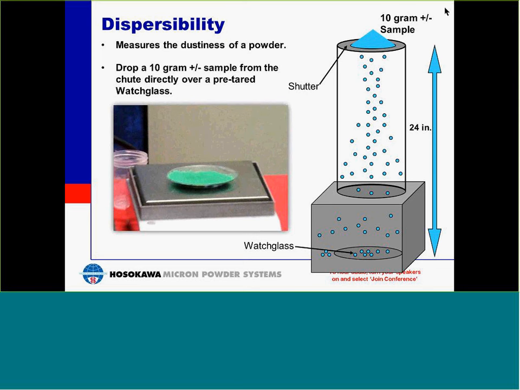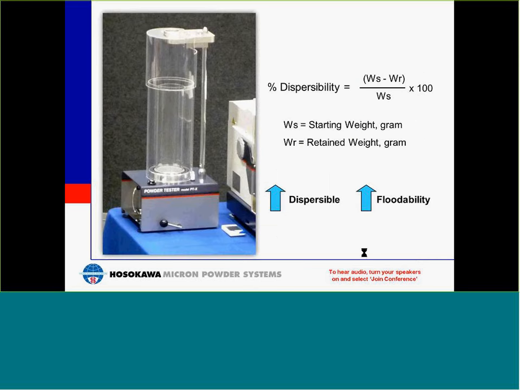And you get a little bit better look at the actual equipment. We draw here, define height, on glass in the bottom of a particular container, and determine how much is captured. So we have our starting weight, and then our retained weight. The higher the dispersibility, the higher the floodability. Now, this caption shows a retainer on it so as to try to keep your environment a little bit cleaner. However, there have been instances that allow it just to fall freely.